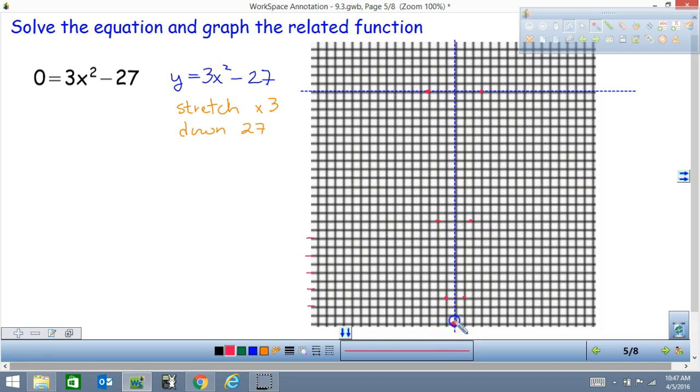So here's the parabola. The x-intercepts are at negative 3, 0, and positive 3, 0.